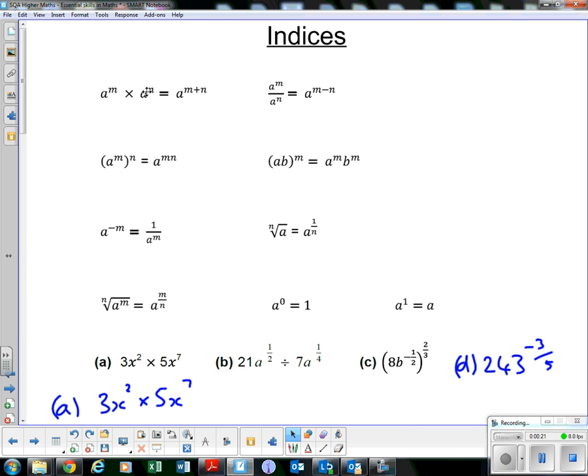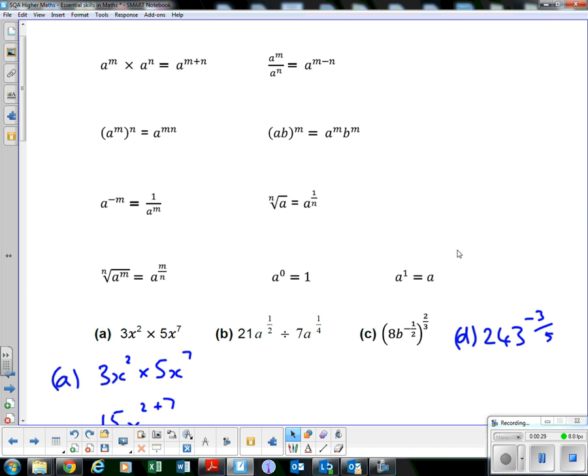a to the m times a to the n equals a to the m plus n. So for example, a cubed times a squared would be a to the 5. And we've got all the other rules here. So a to the negative m is 1 over a to the m, so x to the negative 3 would be 1 over x cubed.